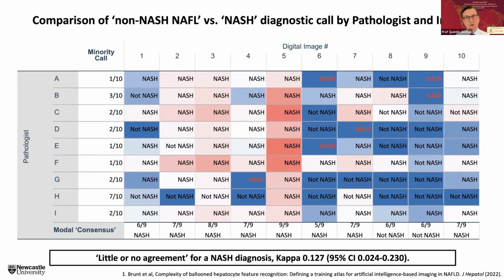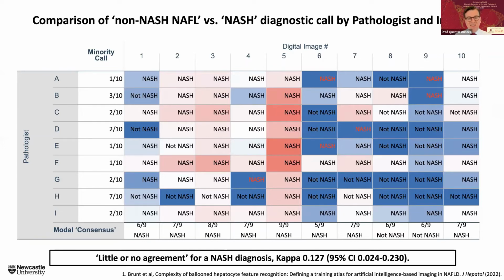The darker the blue, the fewer the balloon cells that a given pathologist identified on a particular slide. And what you can see is that there were 6 cases, 6 slides, where a pathologist made a NASH call despite having indicated that there was not a single balloon cell on that given slide. And so, interestingly, 2 things here.